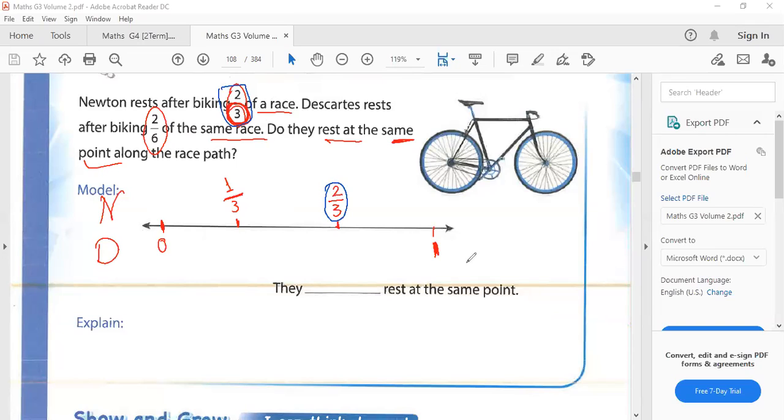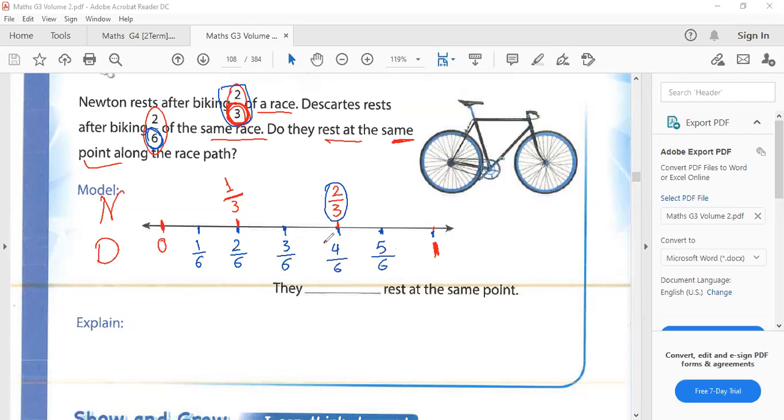Okay, down for Descartes, we're going to divide the same distance from 0 to 1 into how many parts? 6. Excellent. 1, 2, 3, 4, 5, and 6. We're going to label each mark here: 1 over 6, then 2 over 6, then 3 over 6, 4 over 6, and 5 over 6. Okay, so Descartes rests at 2/6.